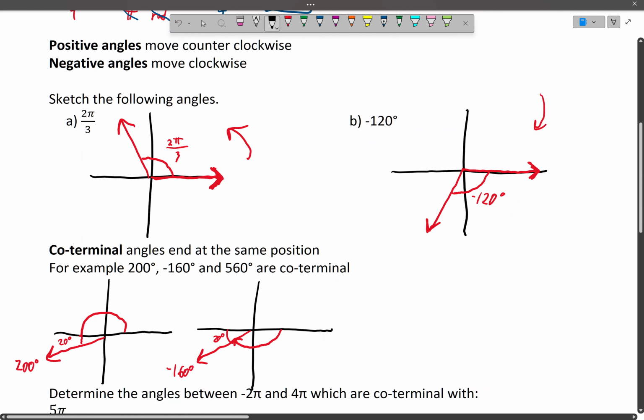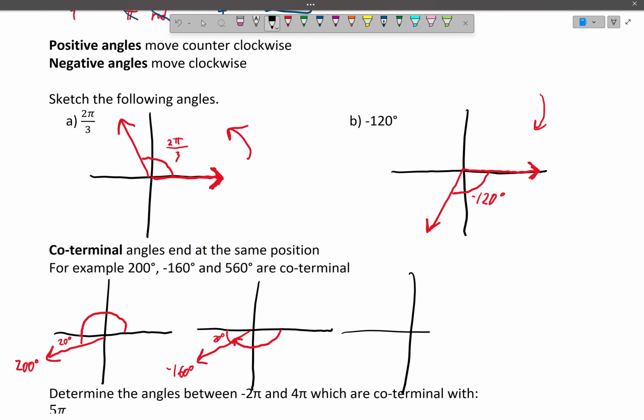Okay, let's try the next one, which is 560. Now, 560 is a little bit more annoying because we get to 360, and we're like, oh, well, we still have another 200, so now we're going to keep going around the circle, another 90, another 180, so 360 plus 180 plus another 20 to get to 560. So it ends up going right about here, which is 20 degrees as the reference angle.